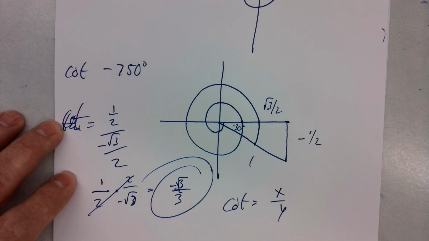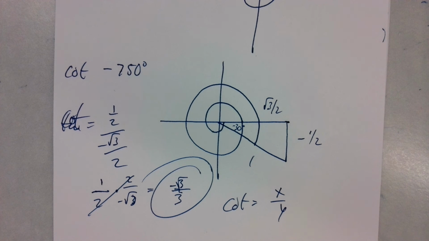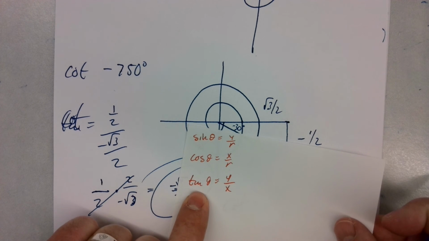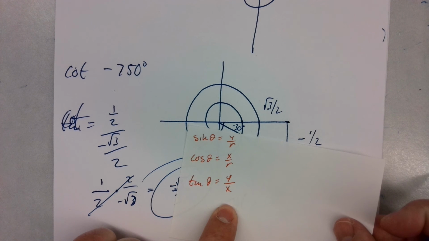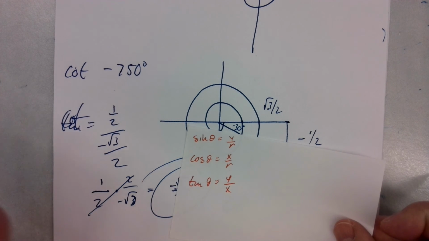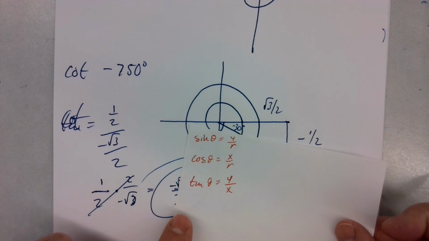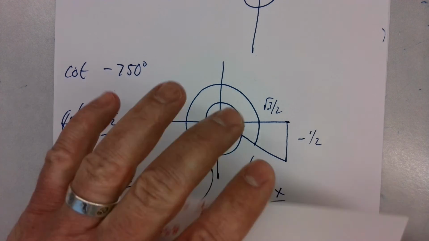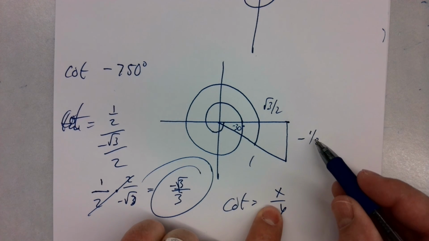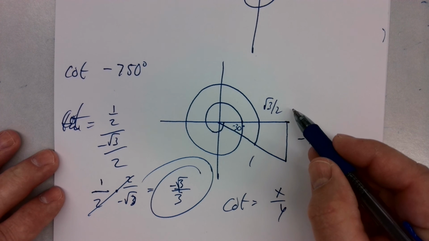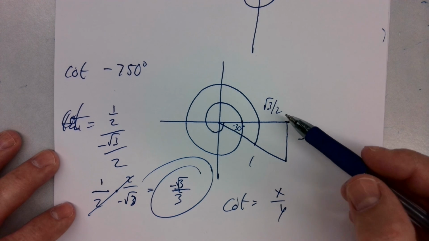Isn't it x over y? Because tangent's y over x, isn't it? Didn't we just talk about this? Tangent's y over x, right? So cotangent, it doesn't matter, it still works. Cotangent's x over y, right? So I just took my x value, which is, no, you are backwards, I think.